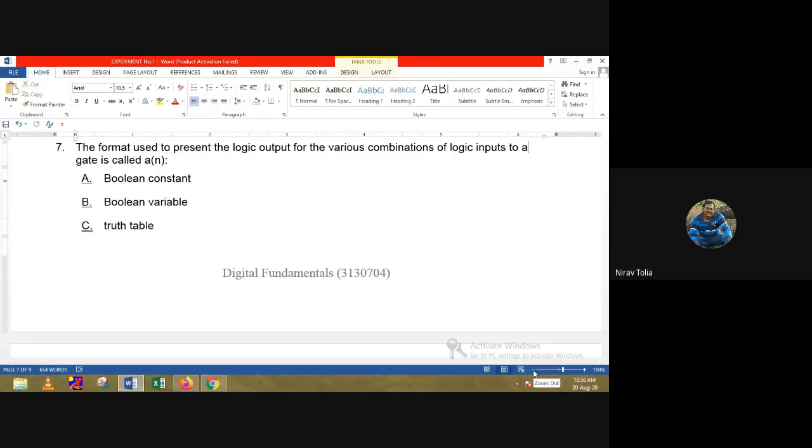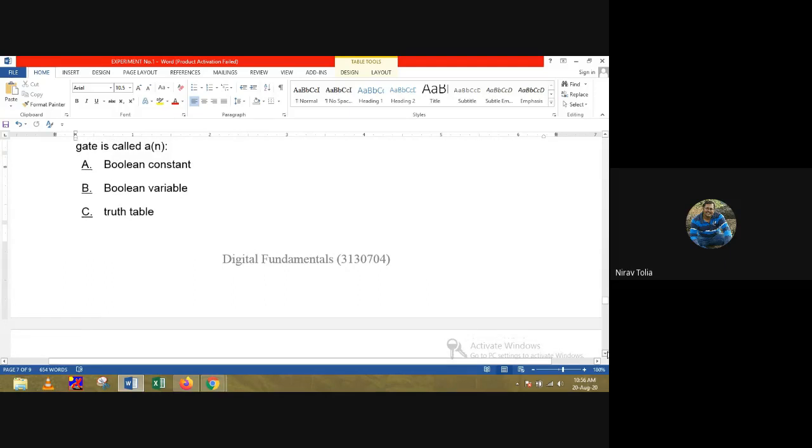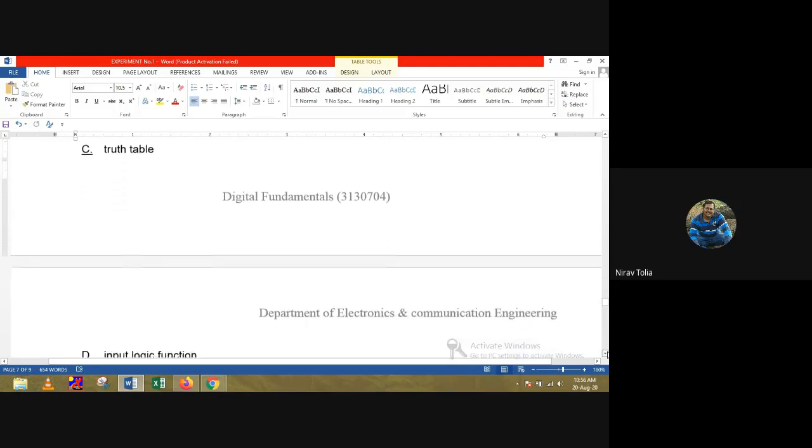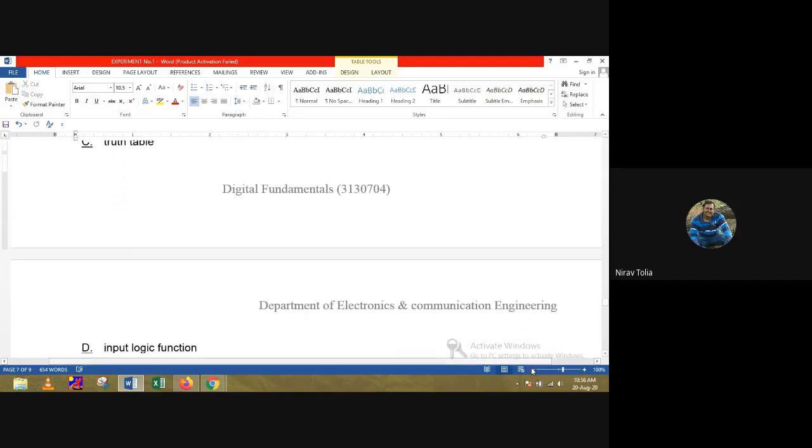The next question is: the format used to present the logic output for the various combinations of logic inputs to a particular gate is known as what? The Boolean constant, the Boolean variable, the truth table, or the input logic function. What is it?